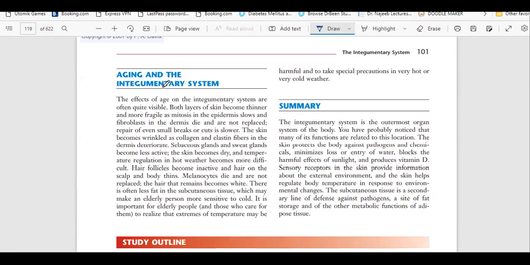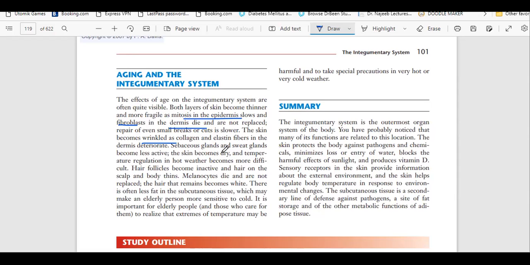What about aging and the integumentary system? Basically, the effects of aging on the integumentary system are quite visible. Both layers of the skin become thinner and more fragile as mitosis in the epidermis slows and fibroblasts in the dermis die. When age goes on, mitosis slows in the epidermis, and the dermal fibroblasts die and are not replaced. And skin becomes wrinkled because collagen and elastin fibers in the dermis deteriorate.